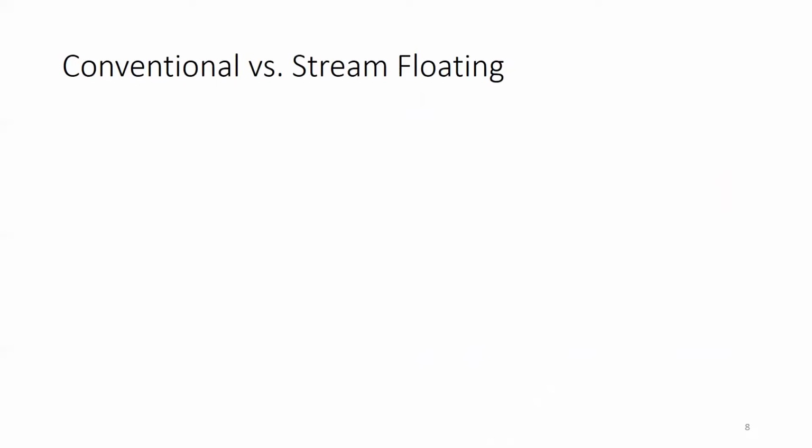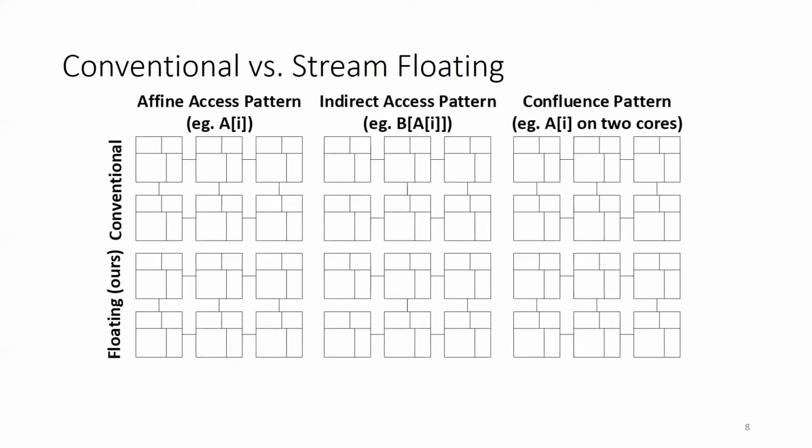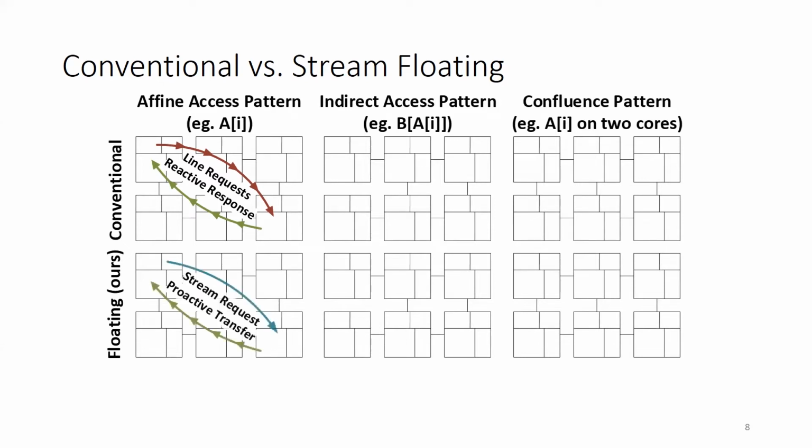To see how streams can be used to address this problem, let's first compare the conventional cache system with stream floating in 3 common scenarios. The first case is the affine access pattern like A[i]. In a traditional system, the core will issue multiple requests to the cache, one for each cache line. However, the cache does not know the simple and well-defined access pattern, and is driven by numerous request messages. On the other hand, we can offload the whole stream pattern with a stream request and let the cache proactively transfer the data to the core. This effectively allows the stream to run in remote L3 banks, and we refer to it as stream floating, which reduces the request traffic and lowers the latency.